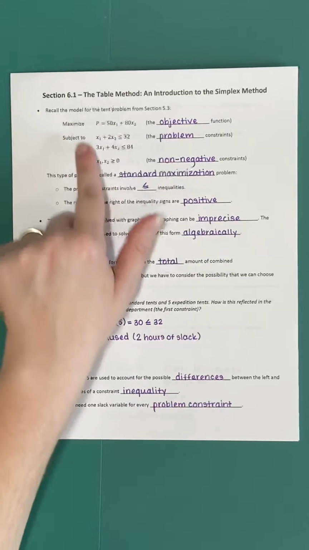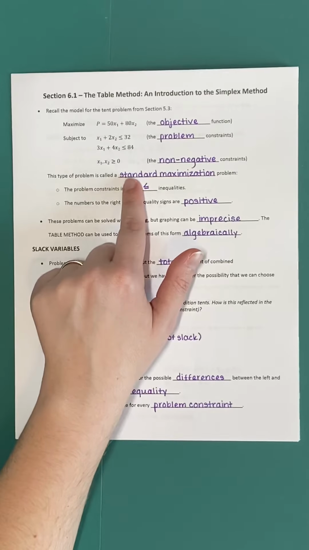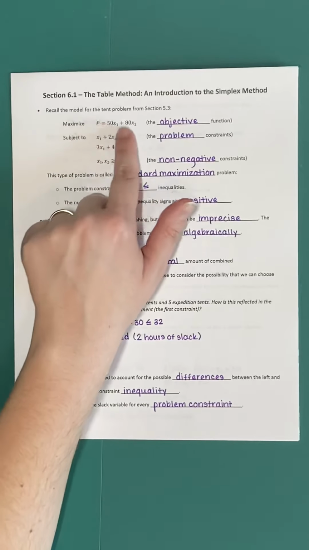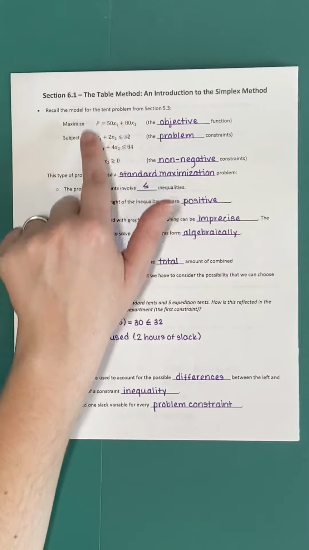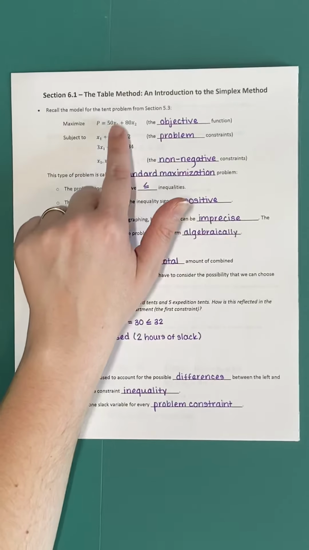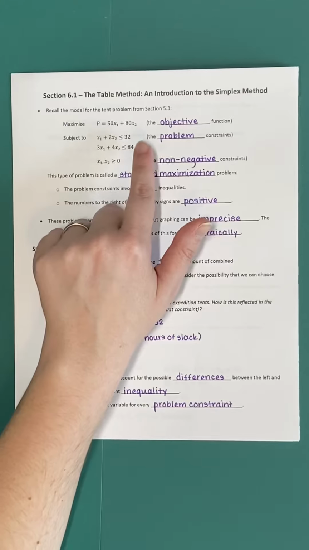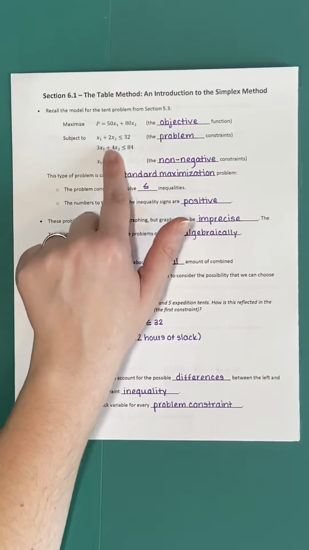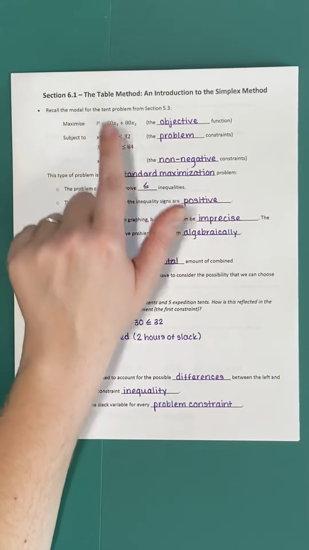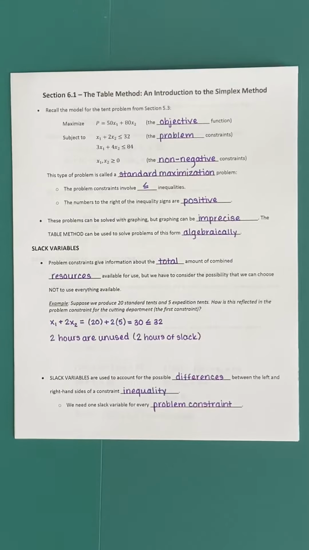So all of this together forms our linear programming problem. We want to maximize this particular function, representative of profit, subject to these limitations. So the goal is to find the values that those variables can take on so that we can satisfy those inequalities and also find the highest value possible for profit. This type of problem is called a standard maximization problem. We're trying to maximize our output.